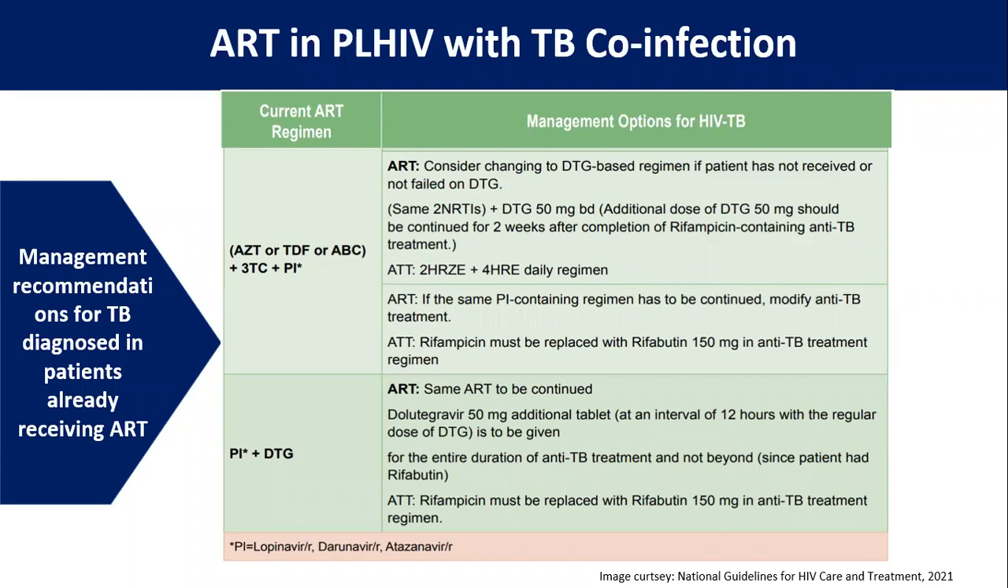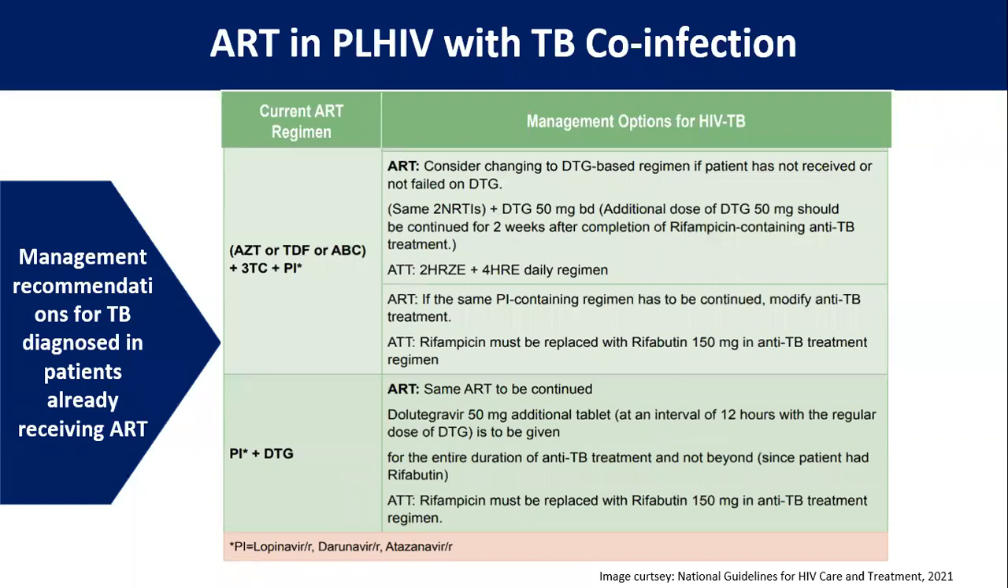If the PI-containing regimen has to be continued, say for example, the patient is on second line or third line, then rifampicin has to be replaced. If the patient is on second line or third line ART, then we cannot change it to DTG. And in that case, we will continue PI, but we will have to replace rifampicin with rifabutin.